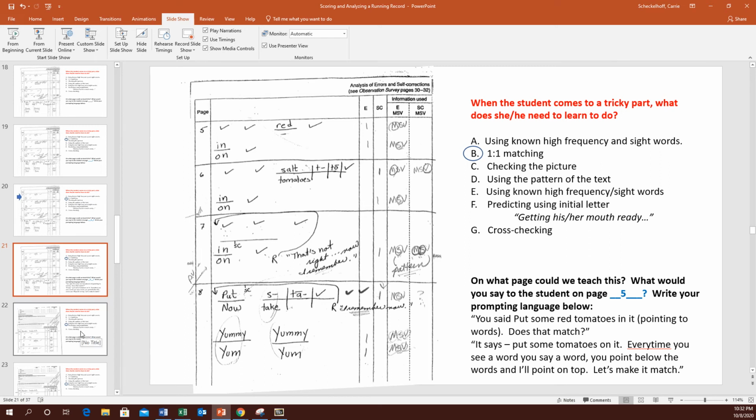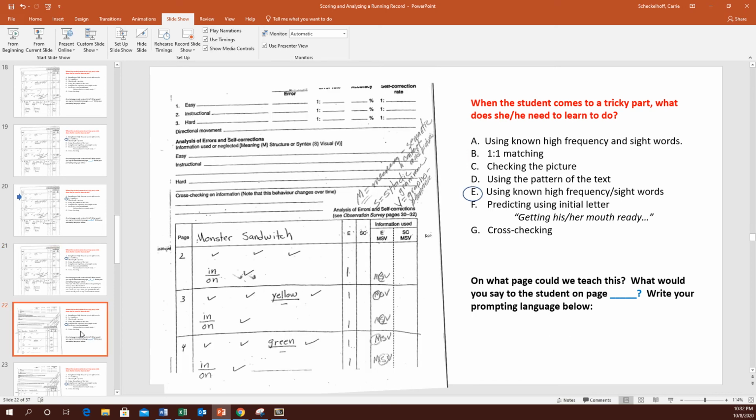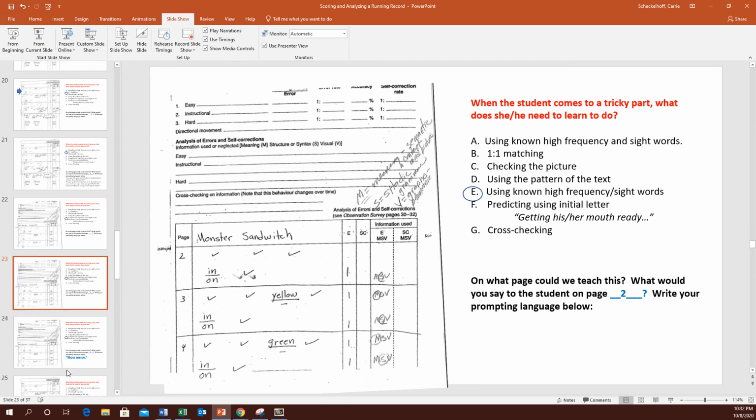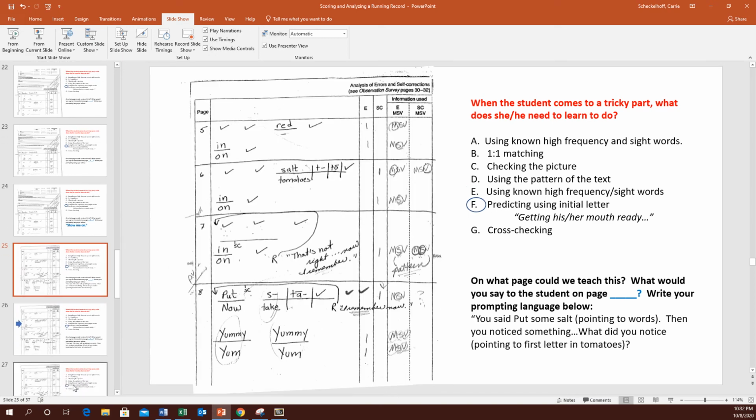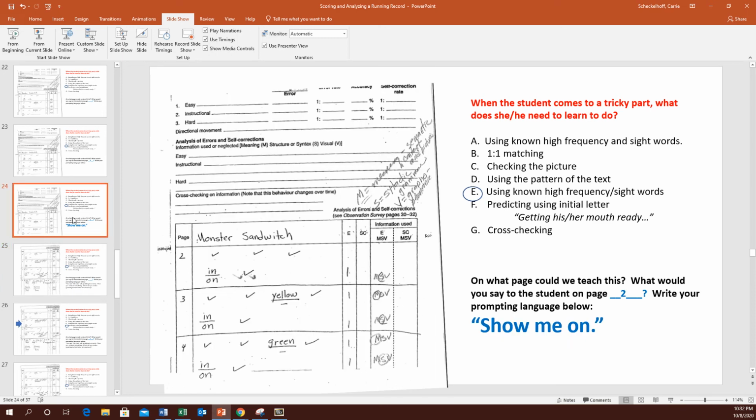That's not the only thing this child needs to work on. Another thing you could have talked about is using known words. On every page, we've got in, for, on. And so if we wanted to get this child to think about using some known words, and in and on are known words, we could start on page 2. And what do we usually say to kids when we want them to start thinking about known words and using them? Oops, that's not what we say. We say, show me on or show me in, and make the child look for that anchor in the text.